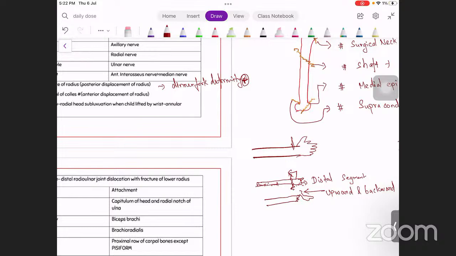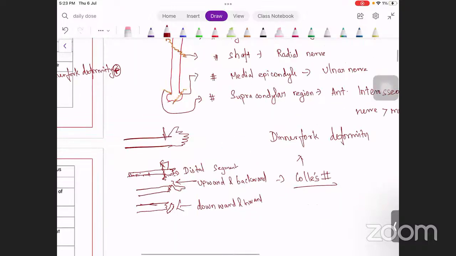And reversal of Colles fracture is Smith fracture. So in Smith fracture, the proximal fragment will remain the same, while the distal segment will be inward and downwards. Inward and downward is so called Smith fracture. So outward and upward is your Colles fracture. Inward and downward is your Smith fracture, which is also called the reversal of Colles fracture.